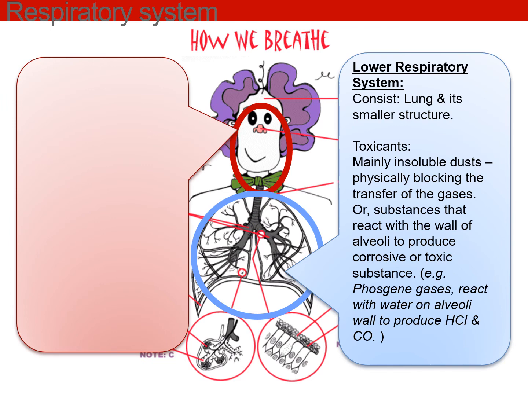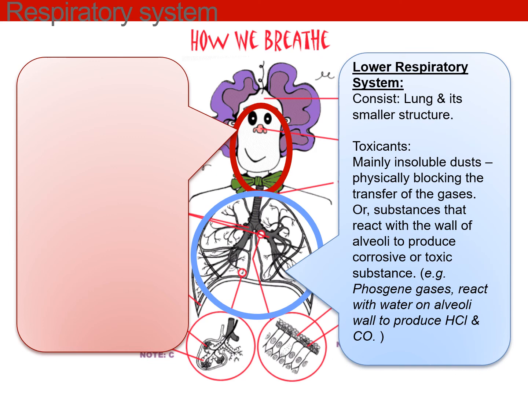Toxicants in the lower respiratory tract affect the alveoli by physically blocking the transfer of gases. A very good example here is the haze particle. Haze particles of a certain size can be blocked by our nose mucus, but smaller, insoluble dust particles physically block the transfer of gases by getting into the lungs, into the alveoli, and just getting stuck there. It makes the alveoli become a filter.